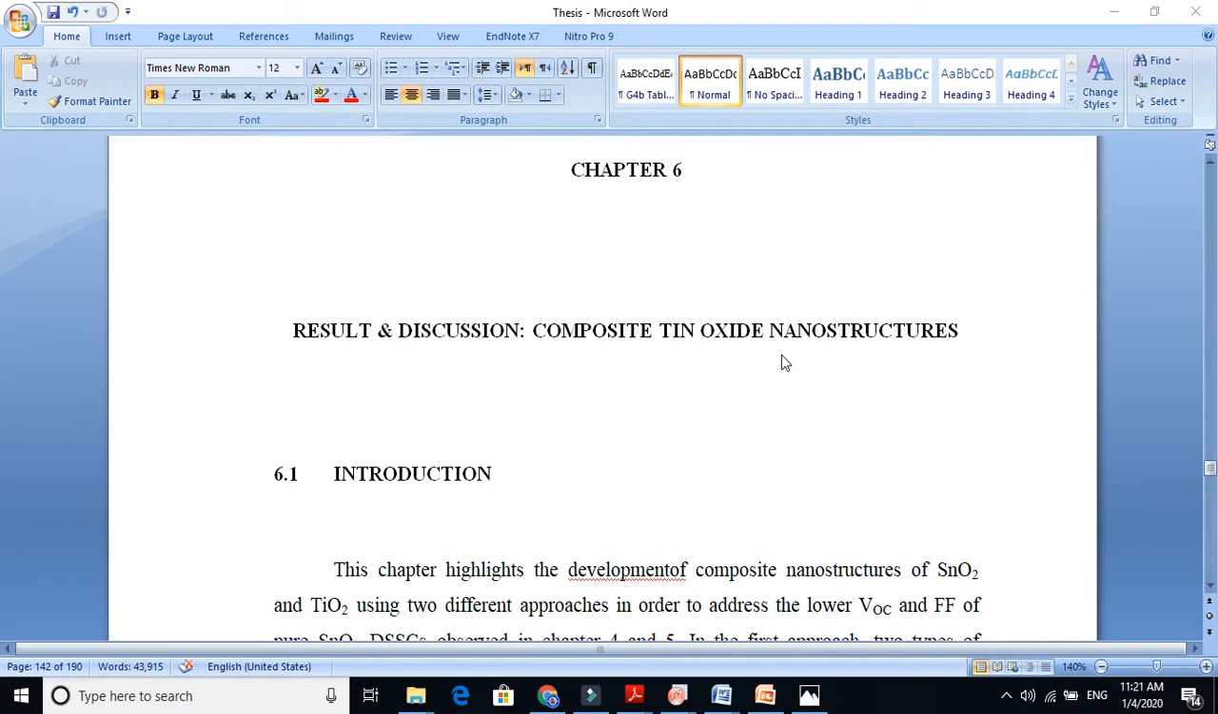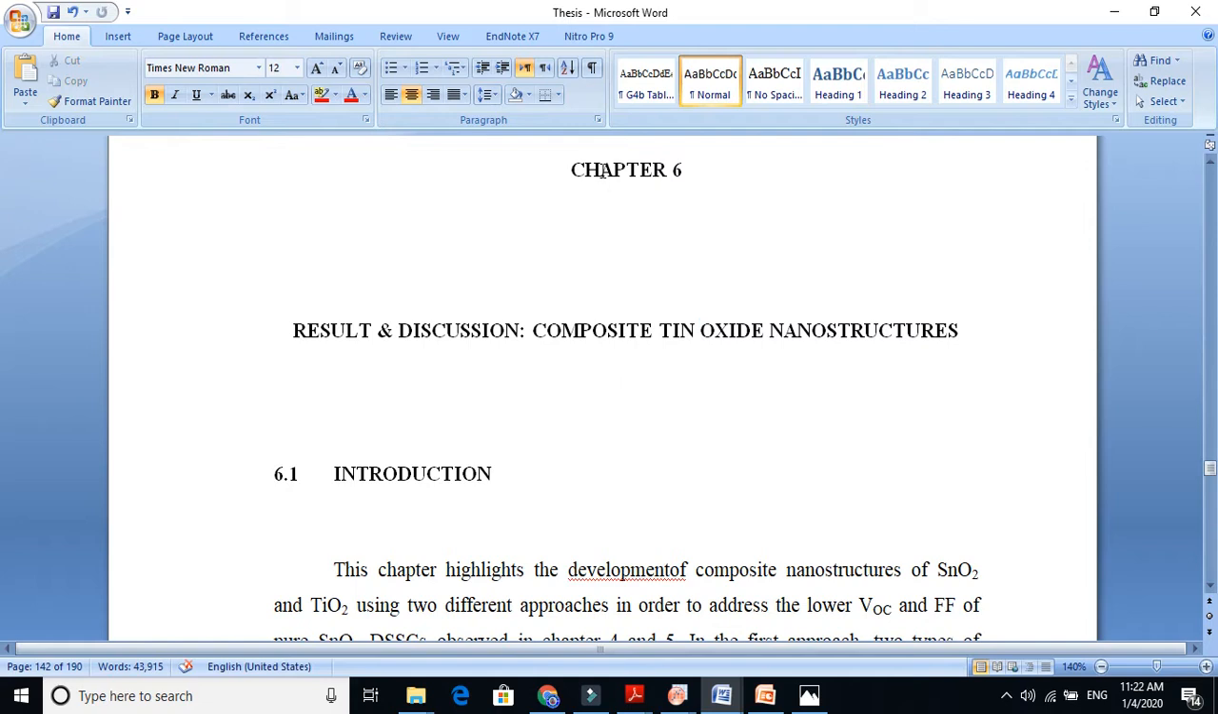As I told you, in my first result discussion chapter, that is the fourth chapter, I explained the synthesis and the characterization of nanoparticles. The fifth chapter, which was the second result discussion, was about the fabrication and the synthesis of nanofibers. This is now the composite. I make the composite nanostructures of tin oxide, and I give that another chapter. So you just plan your work, and you tell yourself that I need to make one chapter from this work.